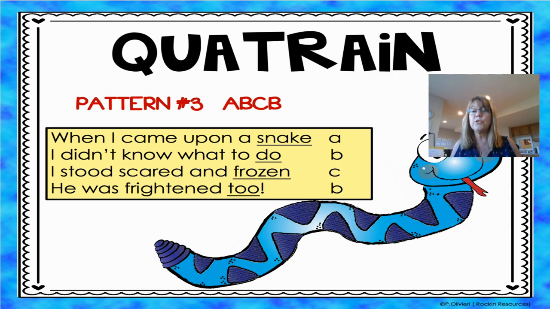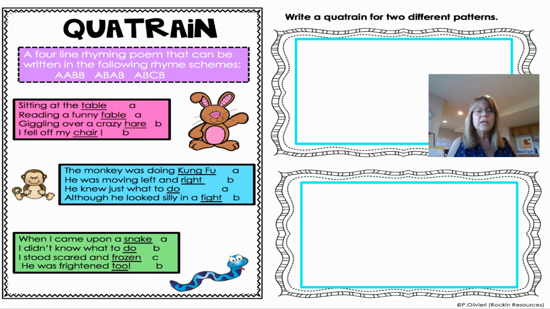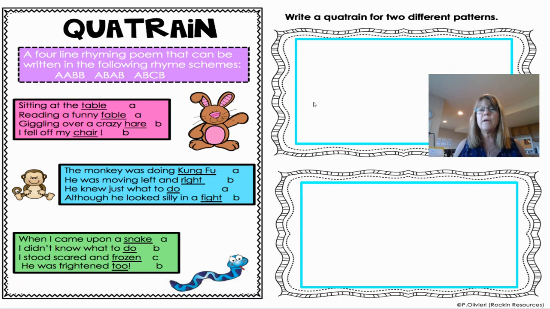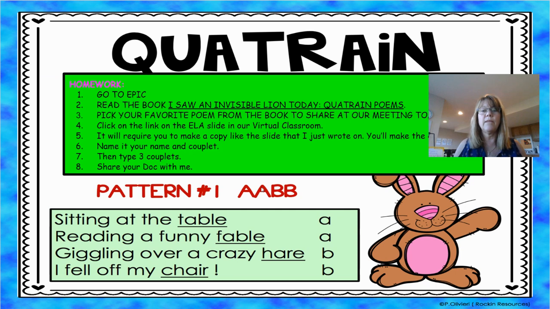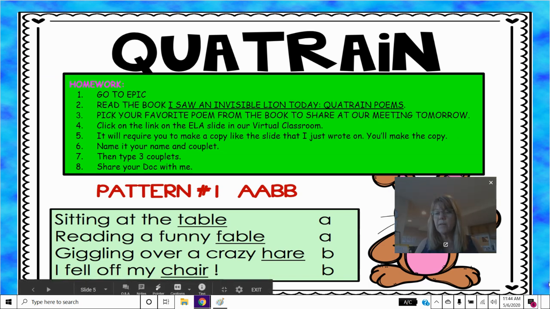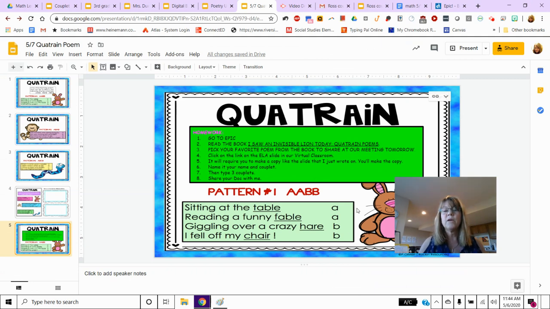So you're going to have an opportunity to pick any of those patterns, and they have them right here on the side. So you're going to see this in your homework. Okay. And then you're going to be able to write right in here. And then you'll have 2 of your own quatrains. Now, there is also a book in Epic that I want you to read. And then you're going to share your favorite poem during our morning meeting tomorrow.